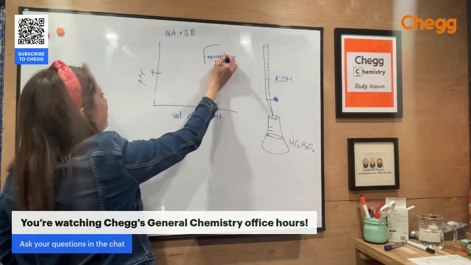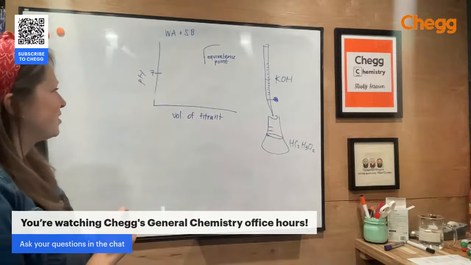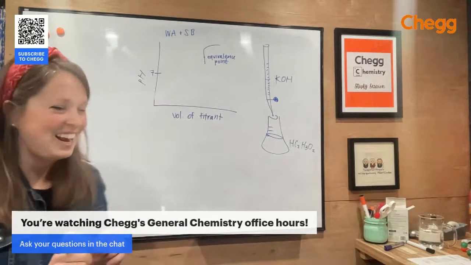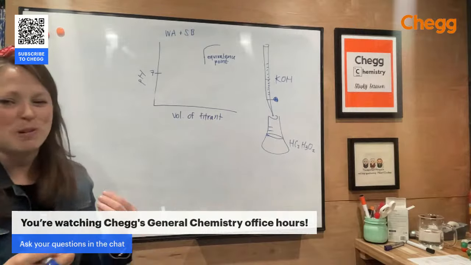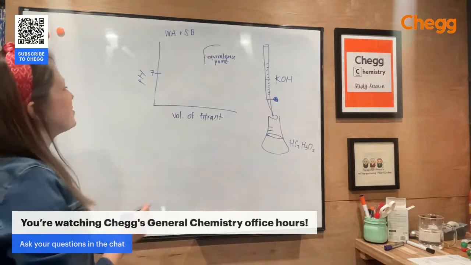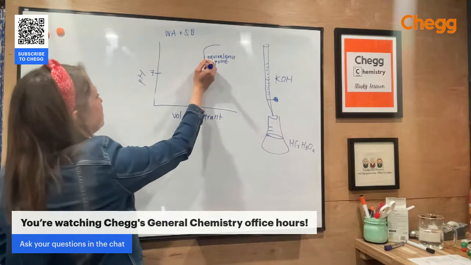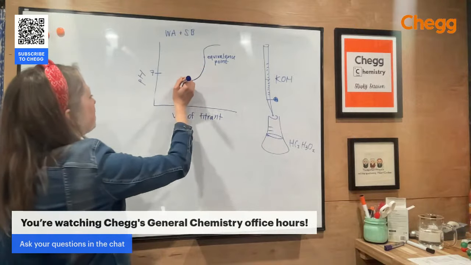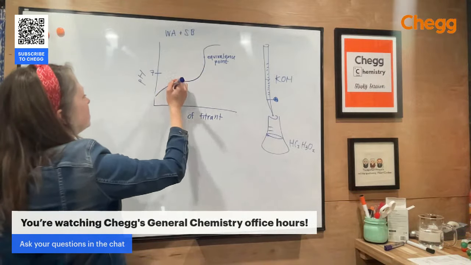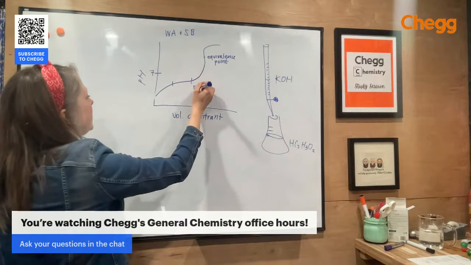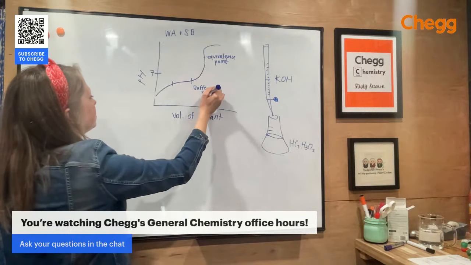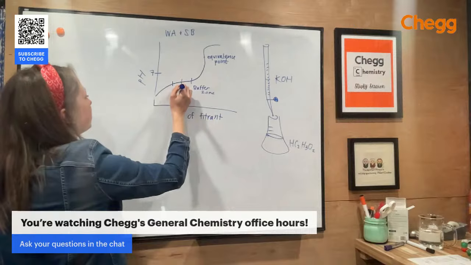If you were here with me earlier in the session, you know I'm not the best at drawing graphs on my whiteboard, so don't judge me. But I am going to show you the points that you need to include for this. We have our equivalence point, and we're also going to have something called the buffer zone. And in the buffer zone is where you have the half equivalence point.